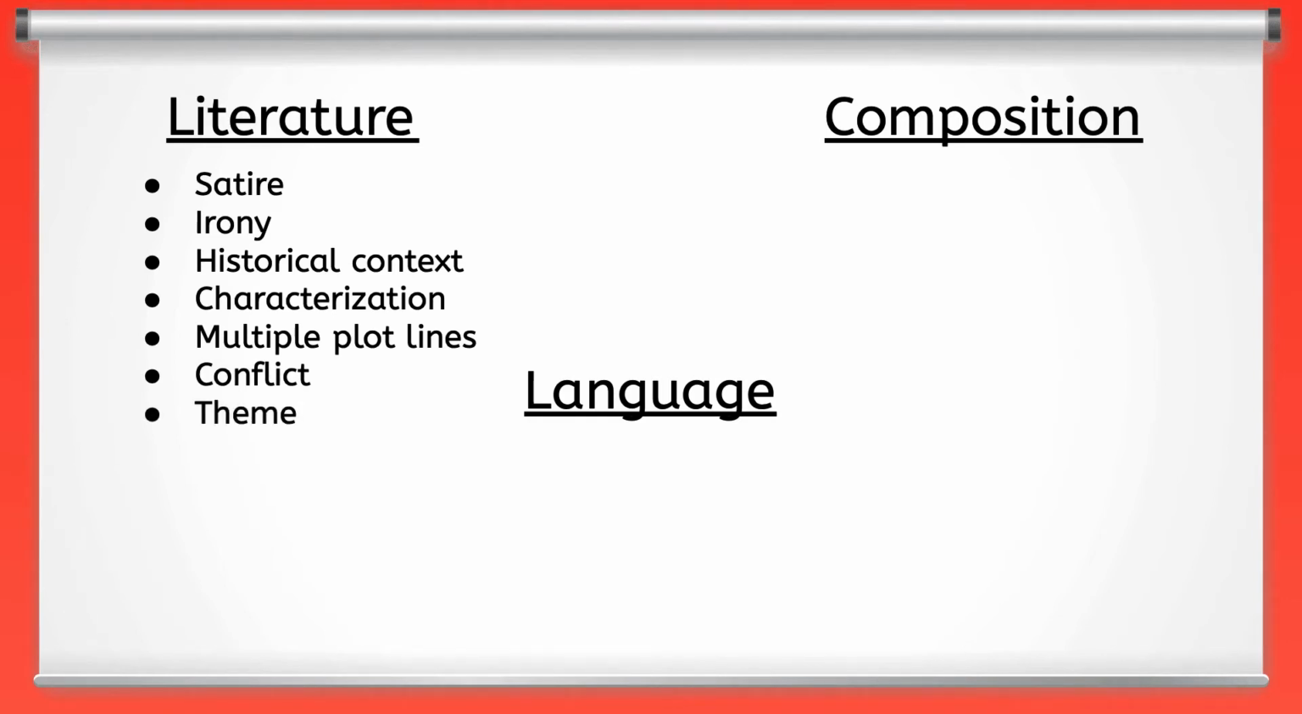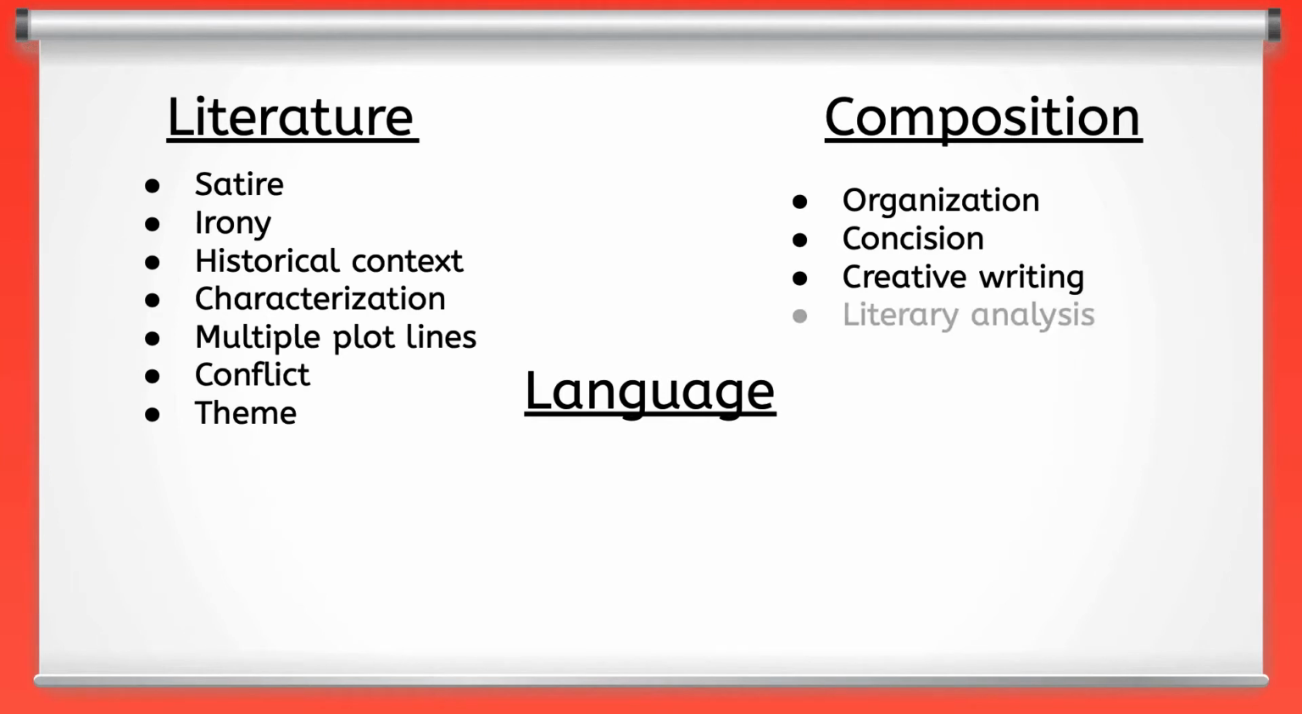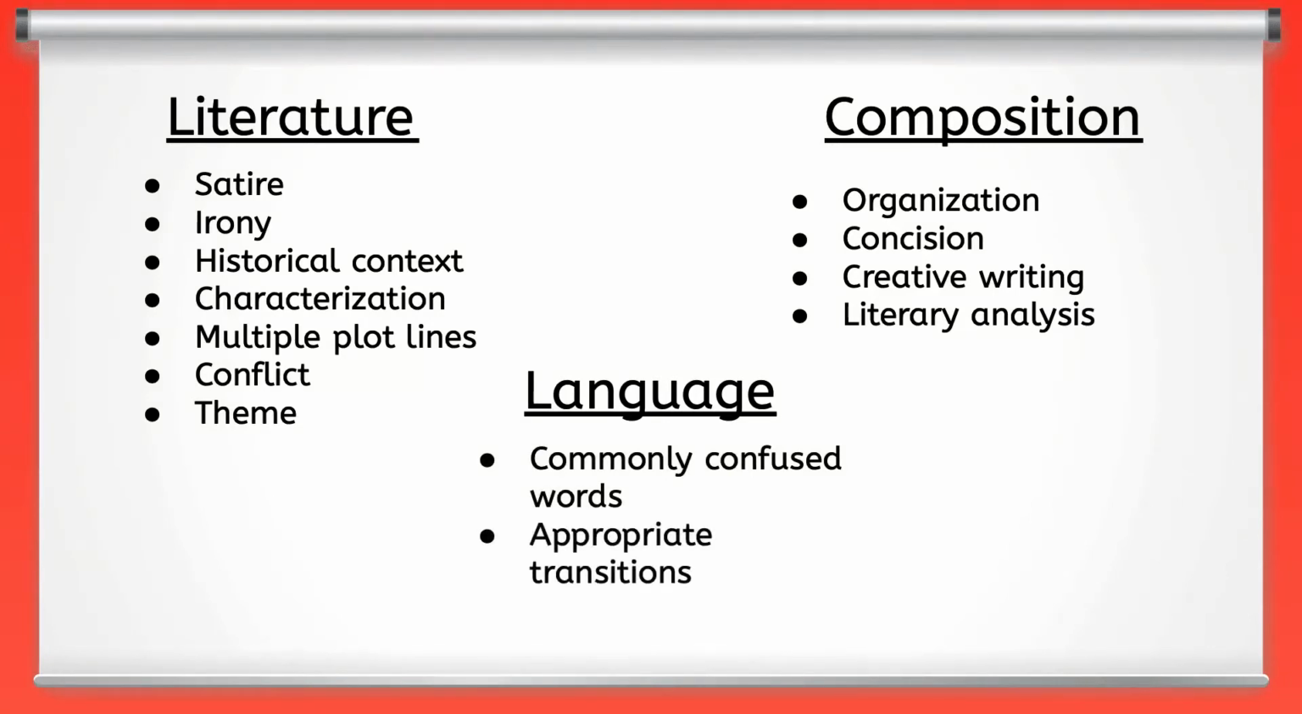In terms of composition, we'll focus on organizing our writing to maximize its effectiveness and writing with concision. We'll also do some creative writing, considering the points of views of various characters in the text, and we'll end with a literary analysis. In terms of language skills, this unit will explore some of the most common language topics that appear on the SAT and ACT, including commonly confused words, using appropriate transitions in our writing, and the correct use of idiomatic expressions.